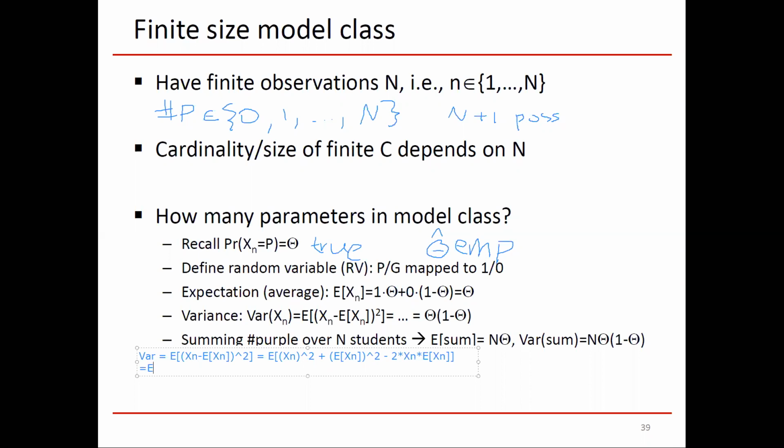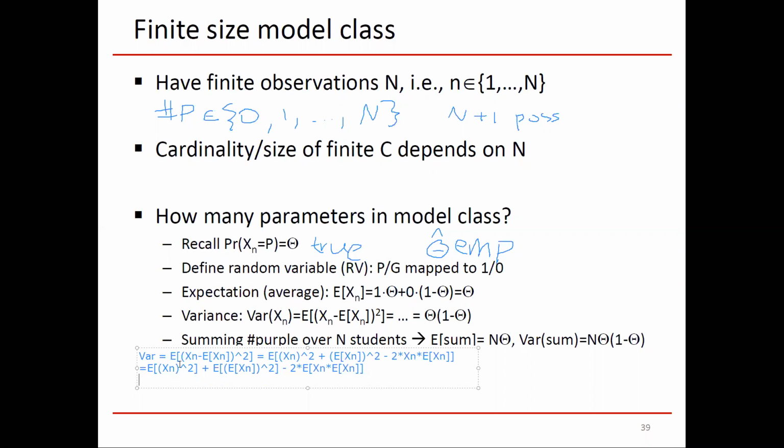So we have the expected value of Xn squared plus the expected value of E of Xn squared minus, and another feature of linearity is that the 2 times can be taken outside the expectation, minus 2 times the expected value of Xn times E of Xn.